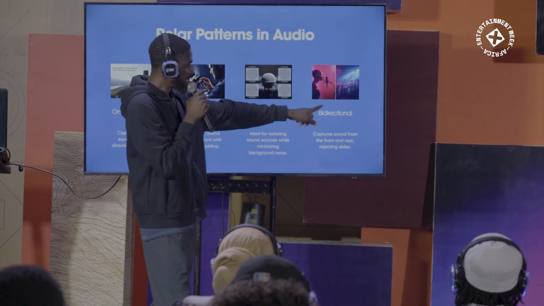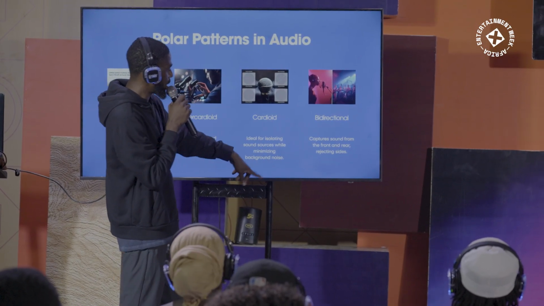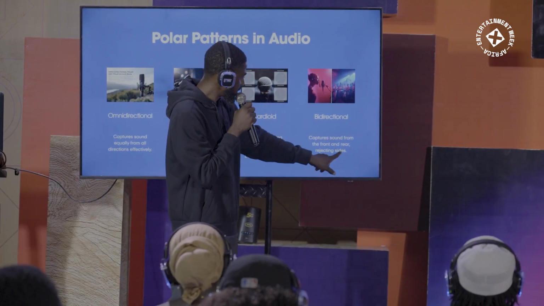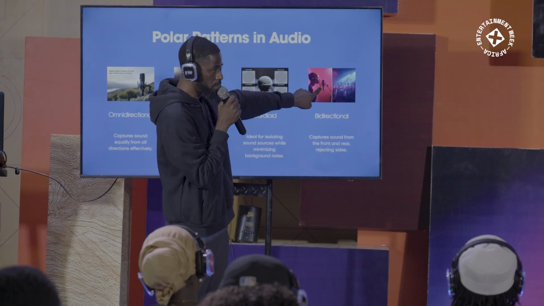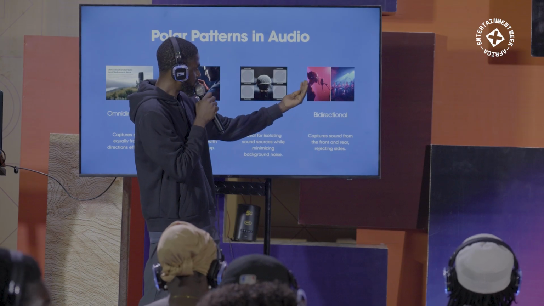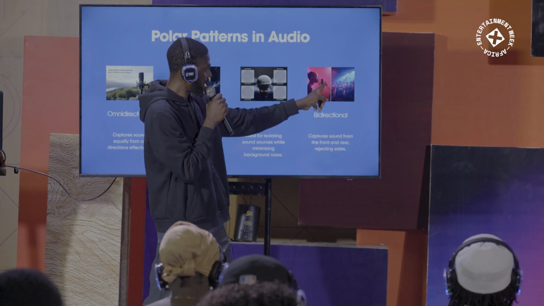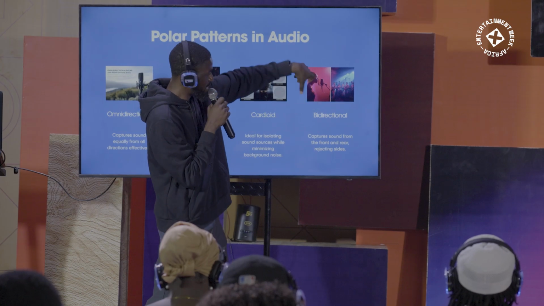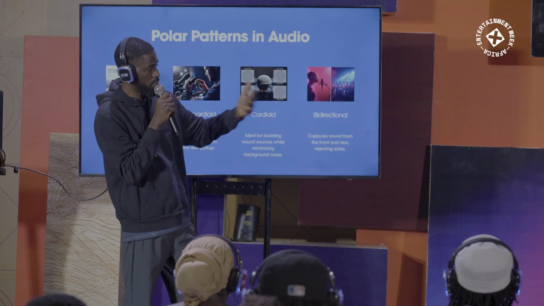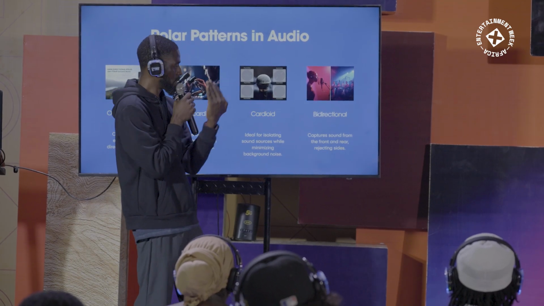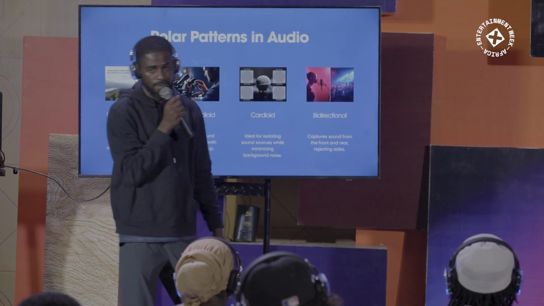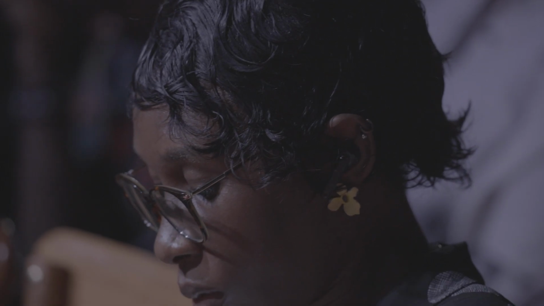The next is a bidirectional microphone. It captures sound from the front and the rear, rejecting the sides. So basically, as you can see, this is a studio. She's singing, and it's capturing from the front and also at the rear. On the sides, it rejects sound. So this microphone is mostly used in a studio, to capture the source just from the front. So basically, that's your bidirectional pattern. All right. Cool.